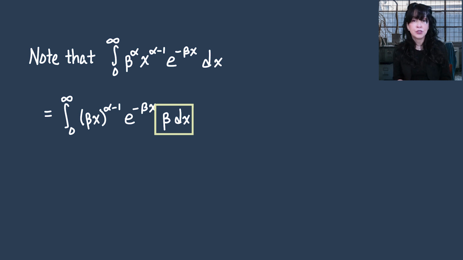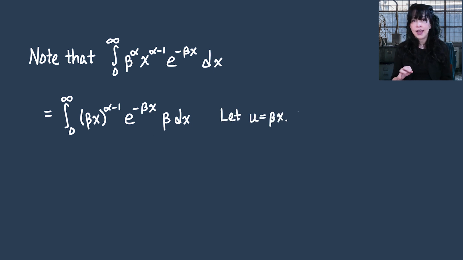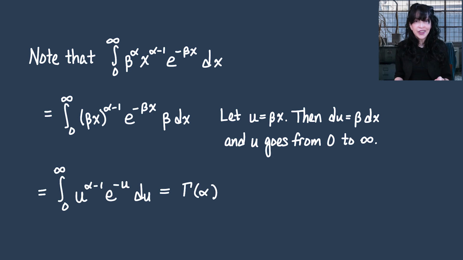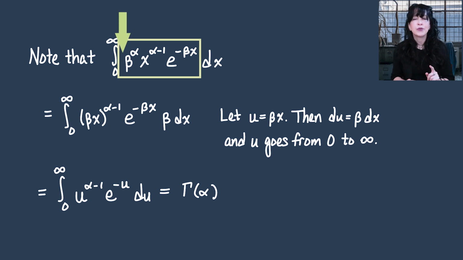I'm now going to make a u substitution. I'm going to let u be beta x, and then du is beta dx. And because beta, the beta parameter, is strictly greater than 0, I do know that if x goes from 0 to infinity, u defined to be beta times x does also go from 0 to infinity. So I get the same limits of integration. But now look at this. This is gamma of alpha. And so if you look up here, this is the gamma PDF missing 1 over gamma of alpha. If you put 1 over gamma of alpha right here, then this whole thing will integrate to 1.